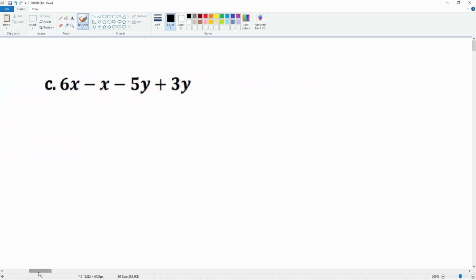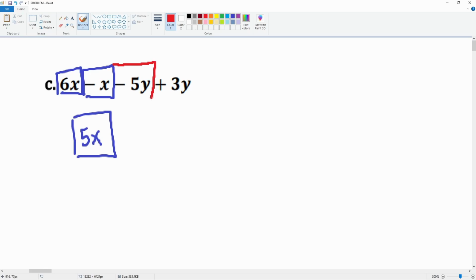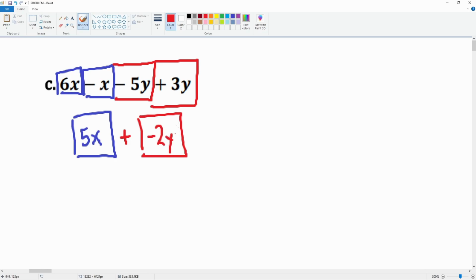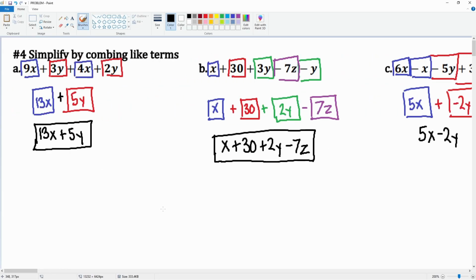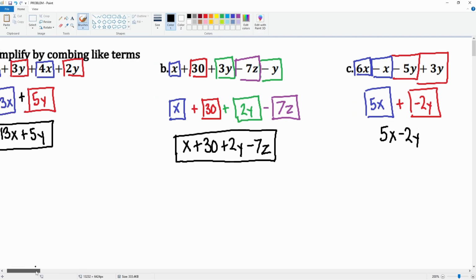Let's take a look at C here. The x terms are your two like terms. We have 6x minus x, which gets you 5x. Then we have negative 5y plus 3y, which becomes negative 2y. Together this gets you 5x minus 2y as the final answer once you simplify. So there you go. That is how we combine all the like terms.